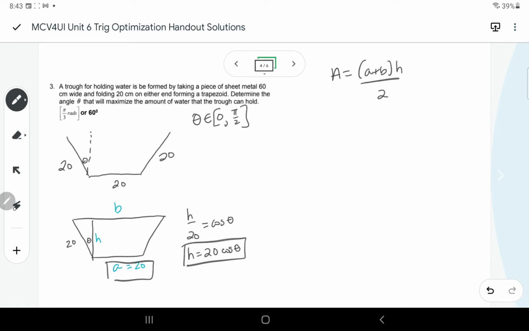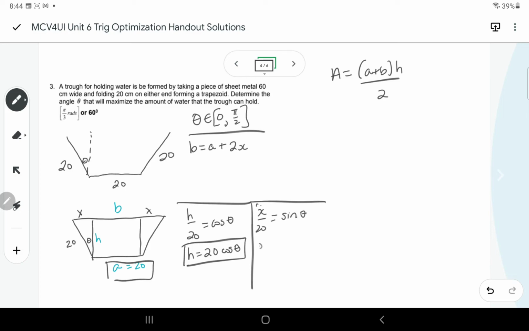The B is a little bit trickier. And maybe I could put like a little X in there. And I might say B equals A plus 2X. Hopefully we're all okay with that. The A from the base is the same there, plus X and X on each side. So we would know that X over 20 is sine theta. So X is 20 sine theta.